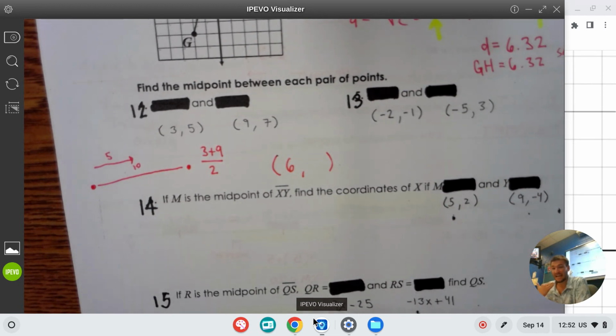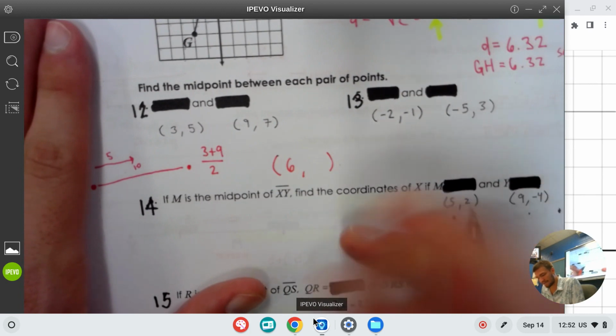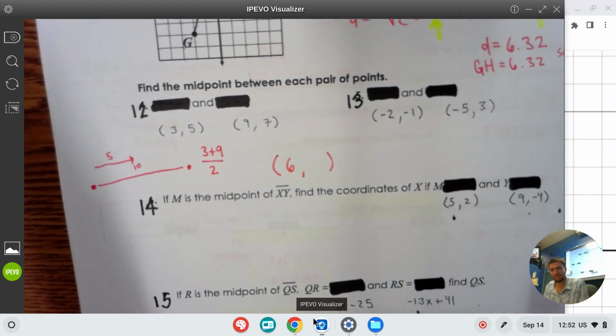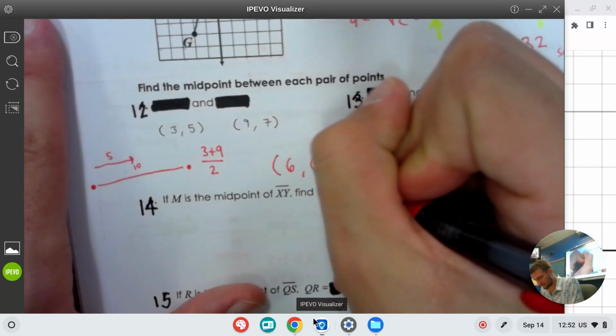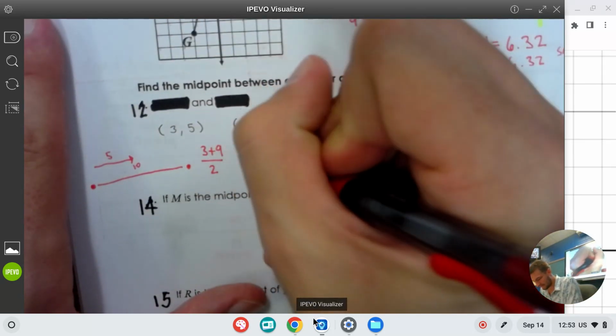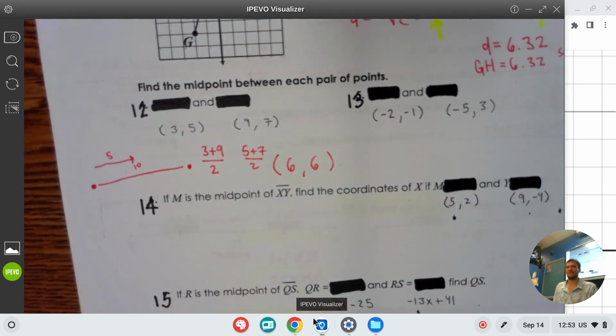So you do the same thing for the y values. For the y value, add them up, cut them in half. Anybody got an answer for the y values? 6, right? 5 plus 7 divided by 2. 5 plus 7 is 12. 12 divided by 2 is 6. That's it. That's the whole thing. Okay? The midpoint formula, add the two numbers up, divided by 2.